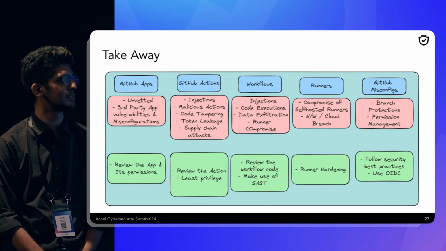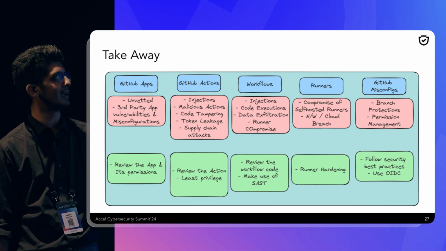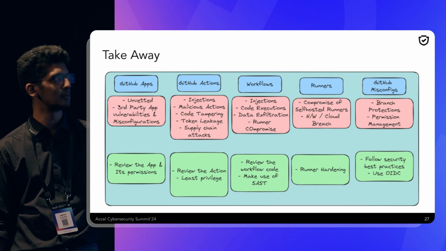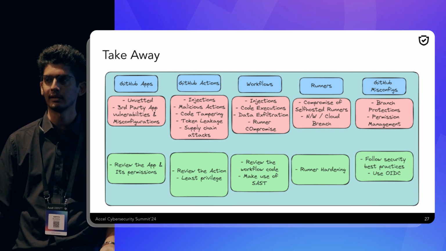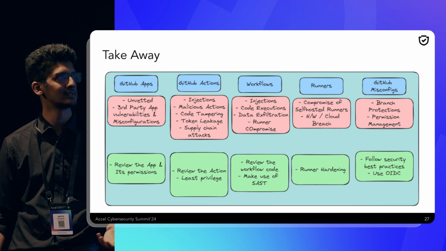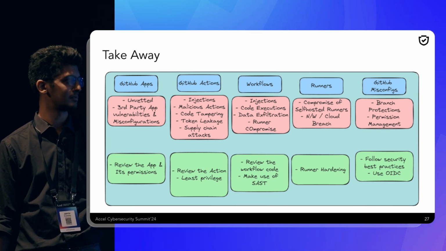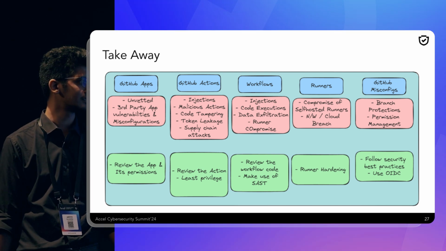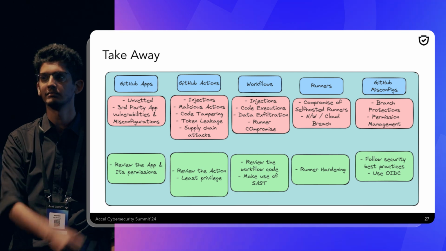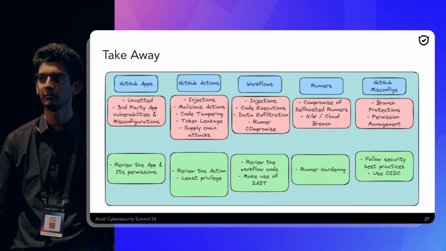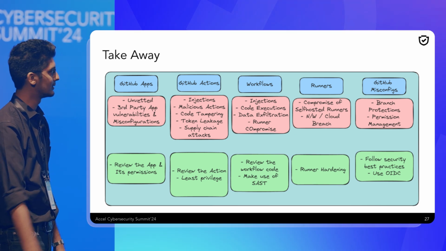Yeah, this is one of the takeaways that we wanted to talk about. As you can see, the ones highlighted in blue are your environment, that is your GitHub environment. That would include GitHub apps, GitHub actions, workflows, runners, misconfigurations. The ones in green are your remediation. I would request anyone, if you want, please take a photo of this. This would be helpful. Yeah, I'll move on to the next.